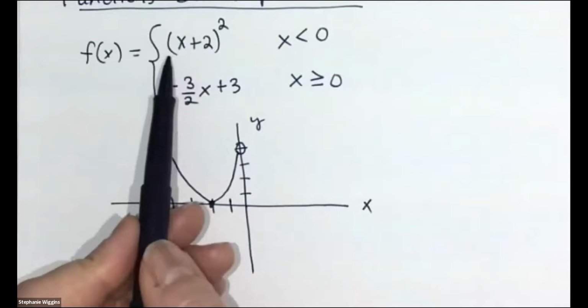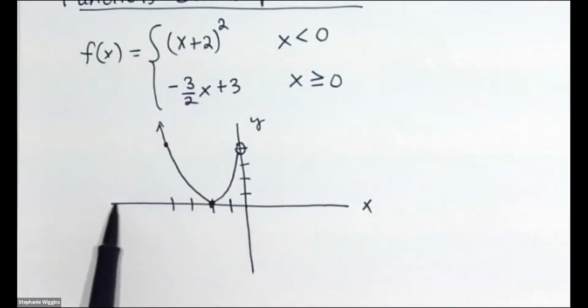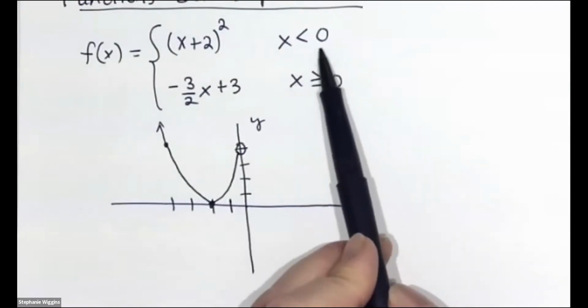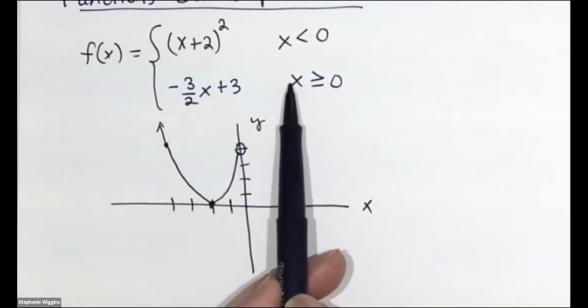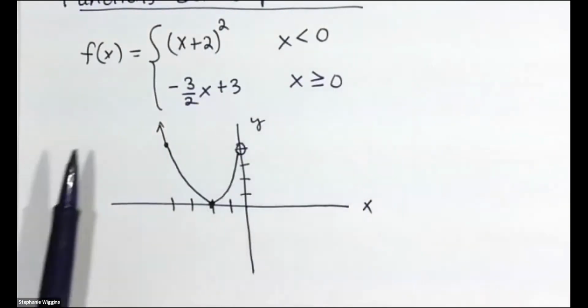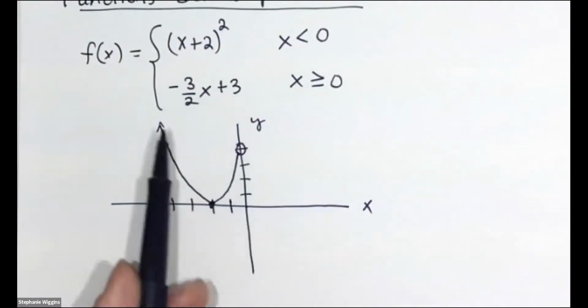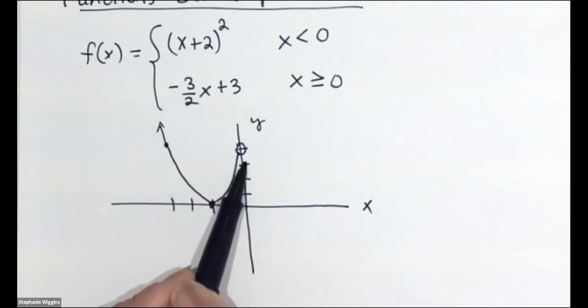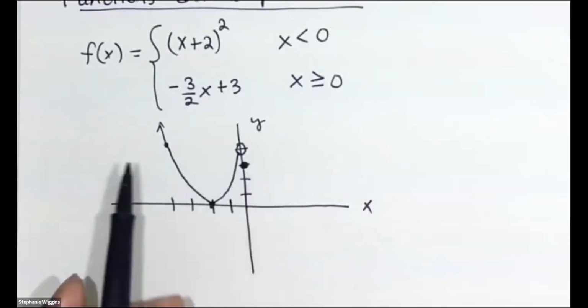Okay, that's the top function. And you'll notice I drew it when x is negative. That's because that's the domain here. X is less than 0, so it's on the left side of the y-axis. Now for when x is greater than or equal to 0, I have a line here. This value here is the y-intercept, and it's right here. I fill it in because of this equal sign here. That's why I fill it in.